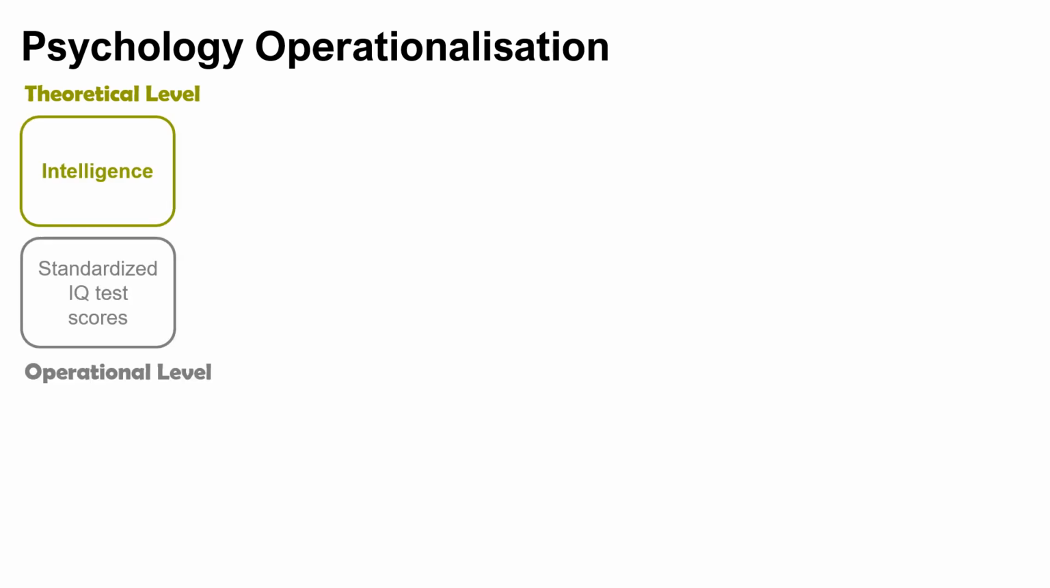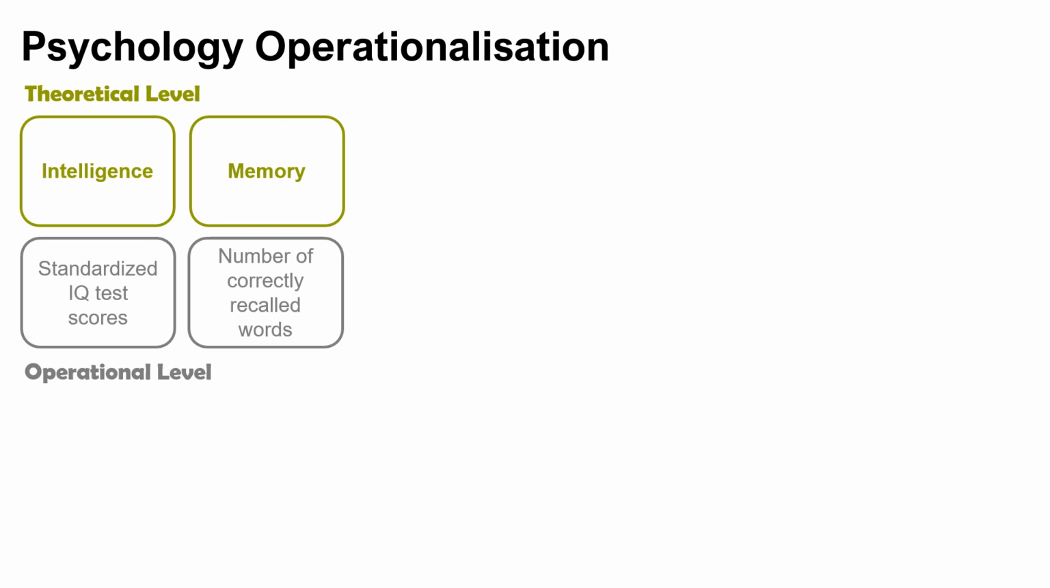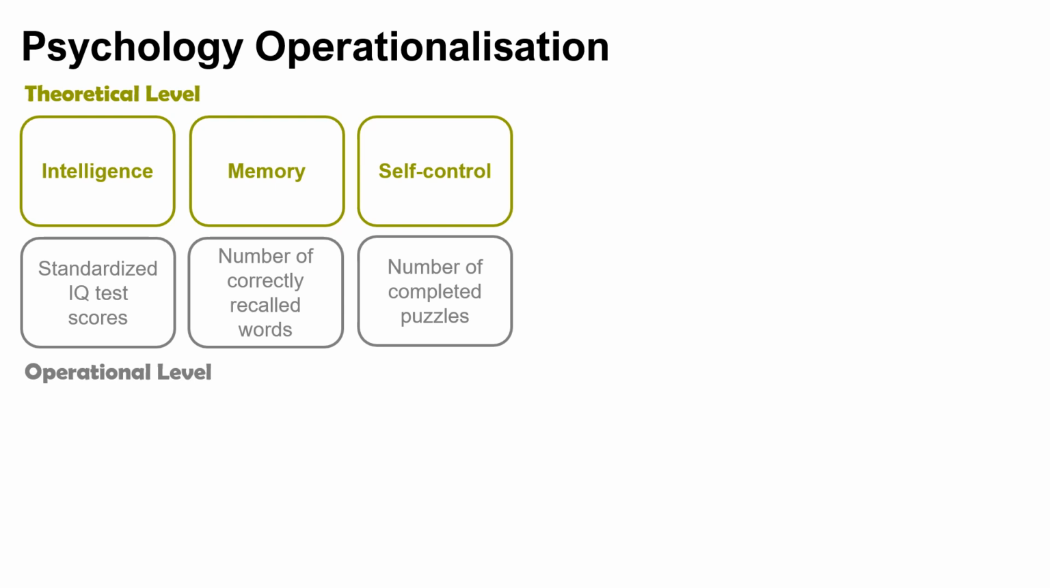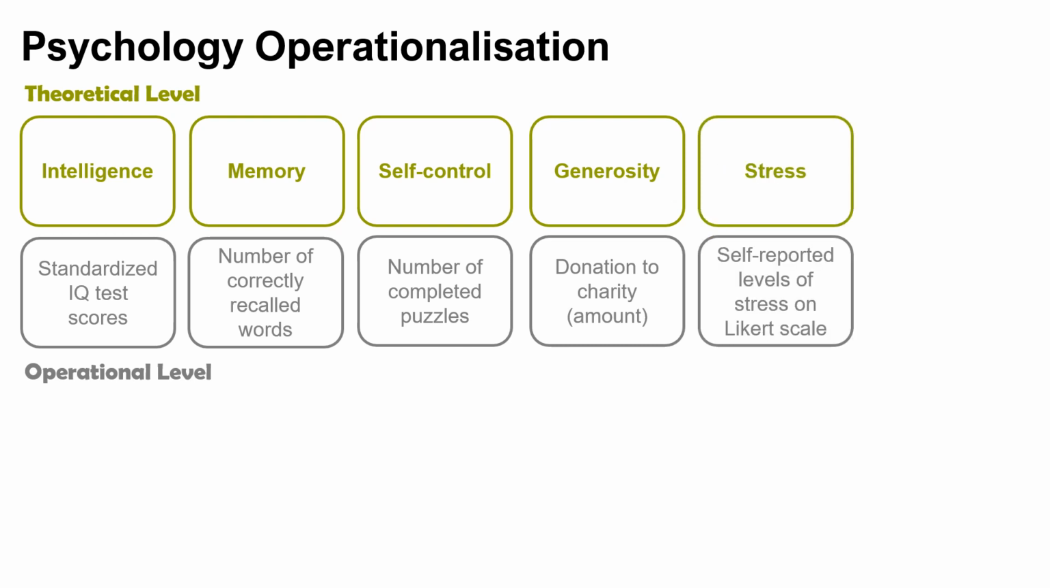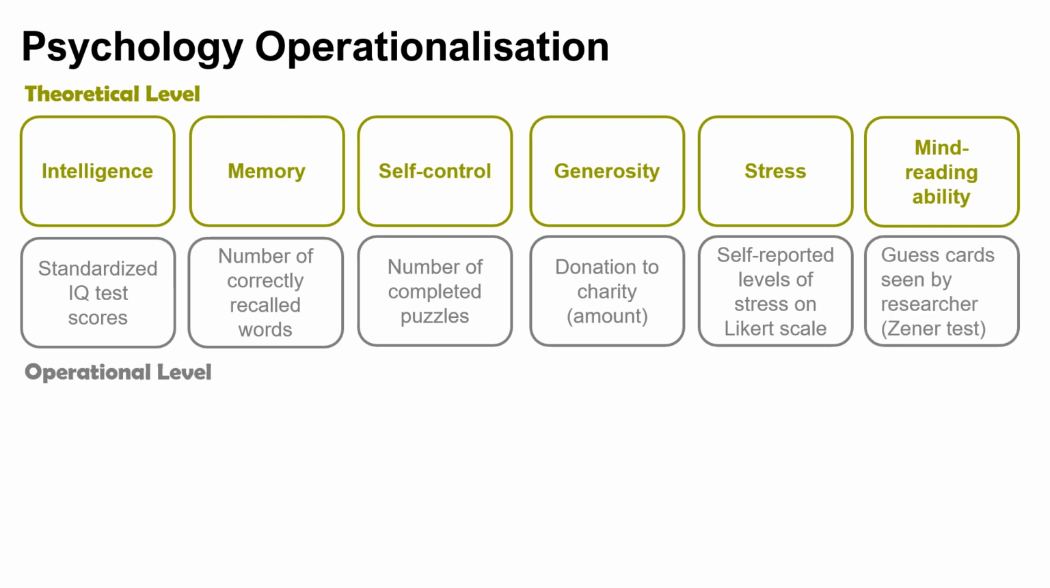For example, intelligence can be measured by looking at standardized IQ test scores. Memory might be measured through the number of correctly recalled words or images, faces, whatever you're using in that specific study. Self-control, like we mentioned, might be the number of completed puzzles before someone gives up. Generosity might be measured by the amount someone donates to charity. Stress could be measured by self-reported stress levels using a 7-point scale, and you could even measure something more controversial like mind reading ability by using the center test, for example, where the participant has to guess which card the researcher has been looking at.